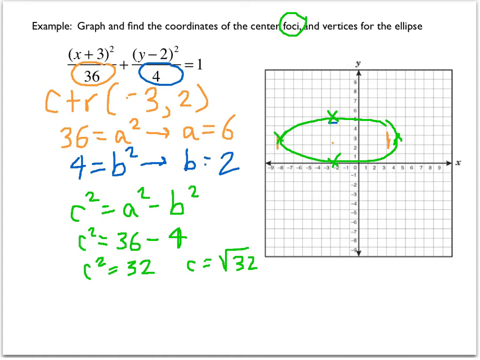So if I'm going to actually try to plot my focal points, they're going to be pretty far over here. Again, the focal points are always on that major axis, and so they're going to be way over there about in these particular points. And in class we'll talk more about trying to figure out the actual coordinates of those buggers.